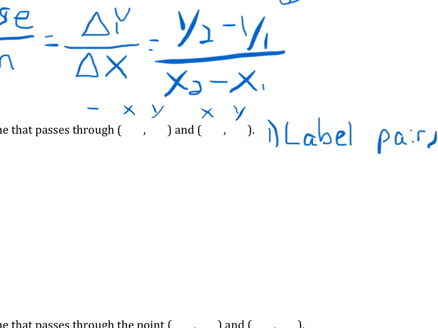Now, which ordered pair is this one right here? Well, this is ordered pair number 1. So we're going to write x1, y1. And all that 1 means is, oh, that's just a first ordered pair. This is the second ordered pair. So what do you think we're going to write? Well, x2, y2. Again, that just shows that's a second ordered pair. So that's what we mean by labeling the ordered pairs.